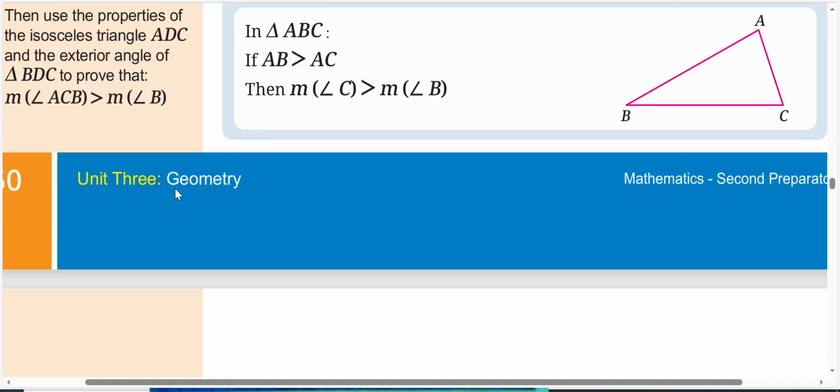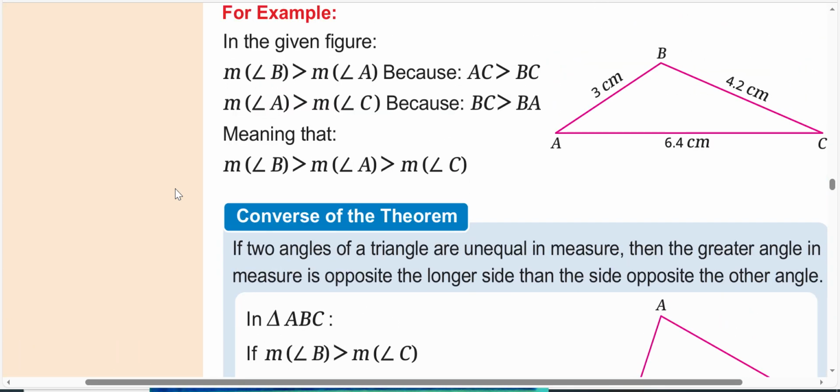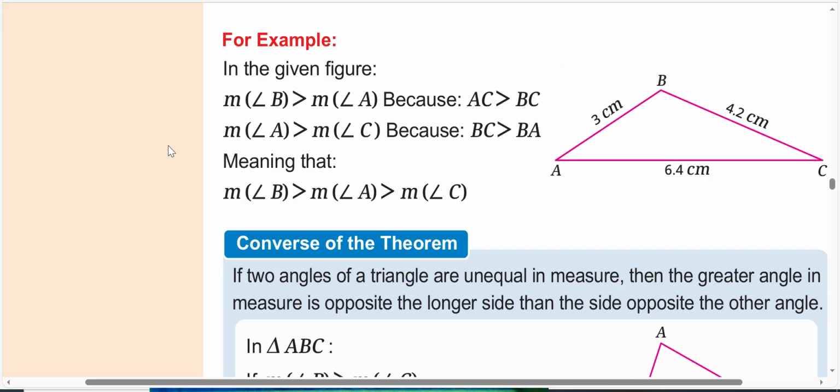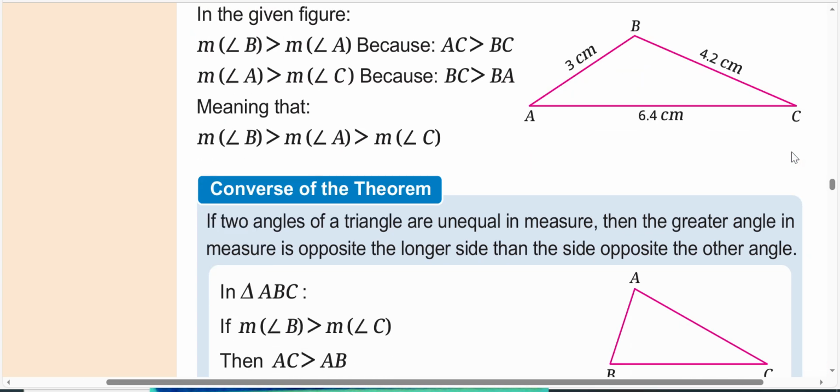Listen to an example like this. For the example, in the given figure, the measure of angle B is greater than the measure of angle A, because AC is greater than BC. And also the measure of angle A is greater than the measure of angle C, because BC is greater than BA. That means we can write the order: measure of angle B greater than measure of angle A greater than measure of angle C.